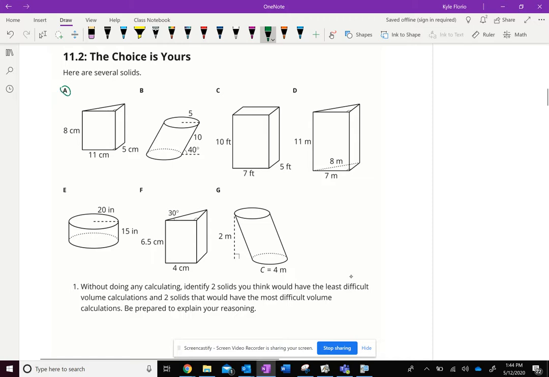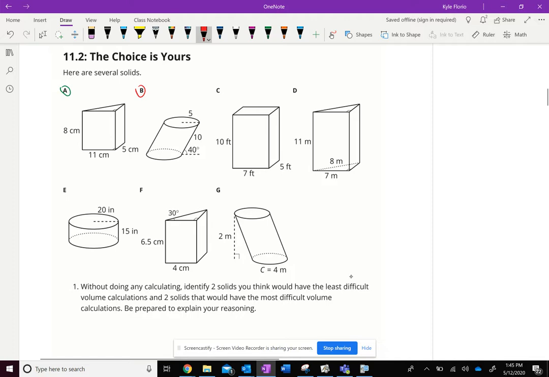B, I can find the area of the base no problem because the base is just a circle with radius 5, so it's pi r squared, 5 squared pi. And I don't know what the height is, though, and I'd have to use trigonometry because I'm given an angle and a side length, like I did in the warm-up. So I would put that one as a tougher one, because we'd have to use trig to solve for the height.